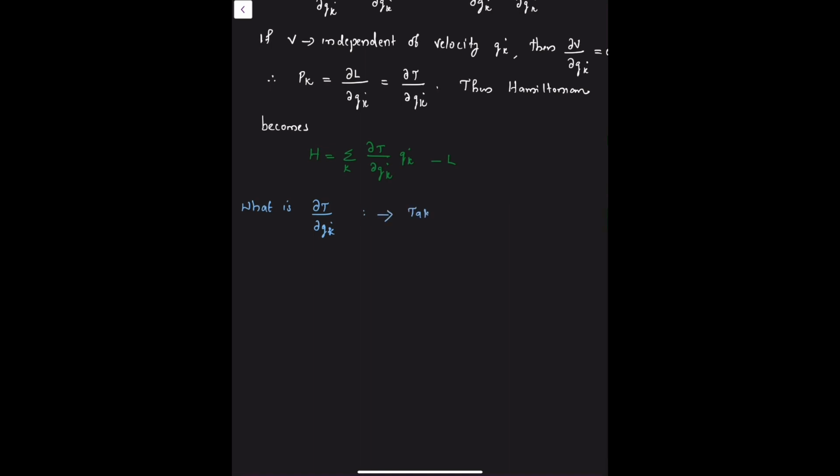To understand the concept, let us consider a one-dimensional motion. Suppose a particle is moving along the x-axis. Now the kinetic energy is half m x dot square. Now take ∂T/∂x dot, that is m x dot.